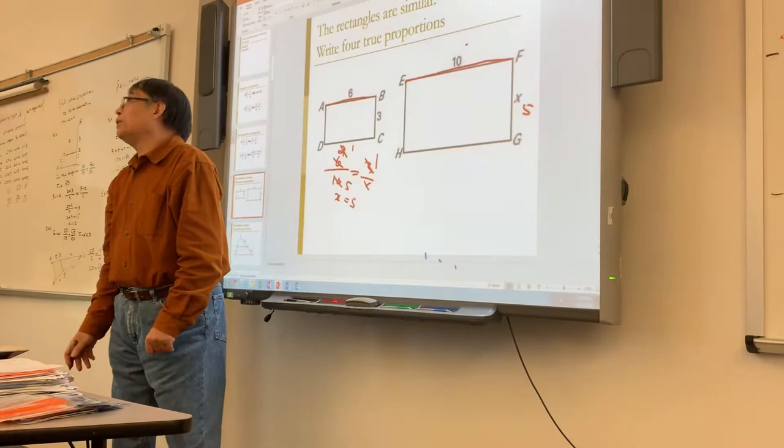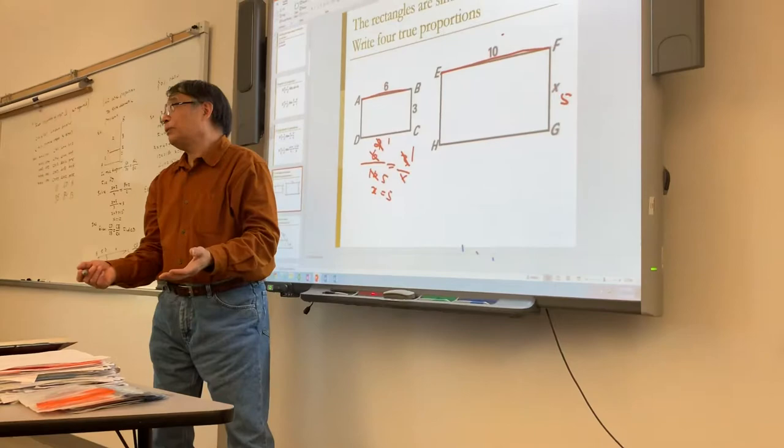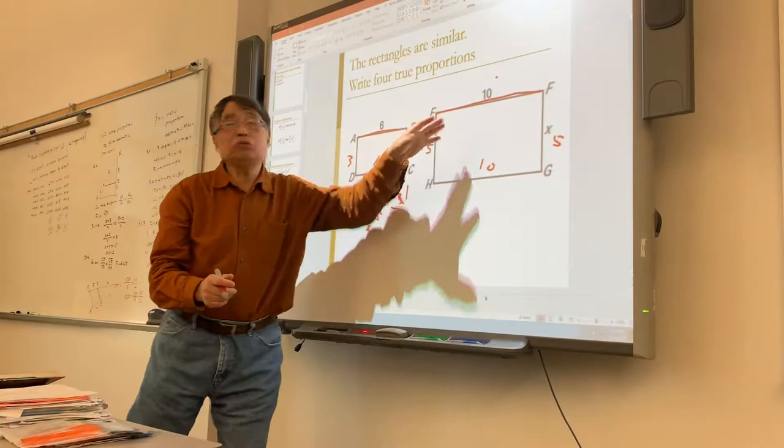We need to prove this side and this side? No. Because this side is the same. We need to prove this side and this side? No. Do you understand, please? Yes. Because this is 6, this is 3, this is 3, this is 6. This is 5, this is 10. For a rectangle, you just prove two pairs.